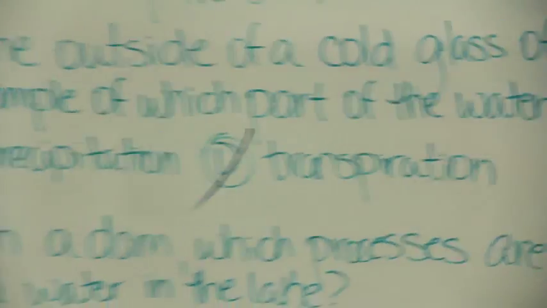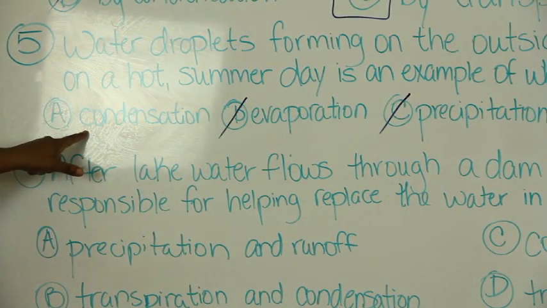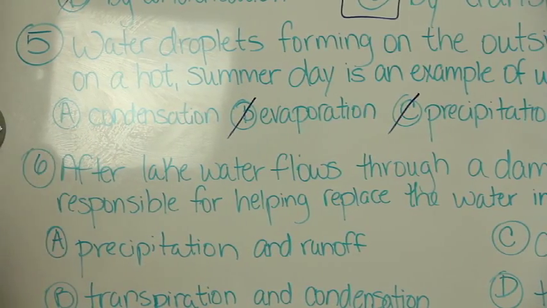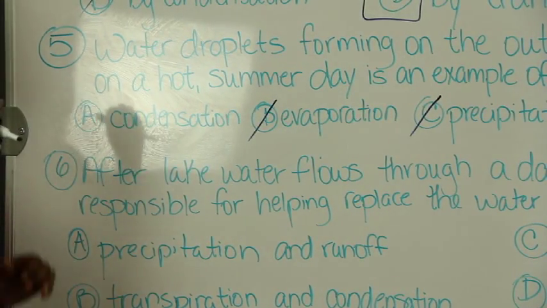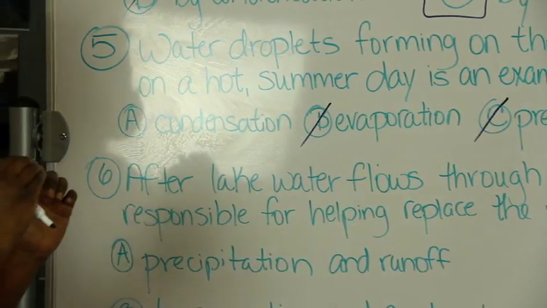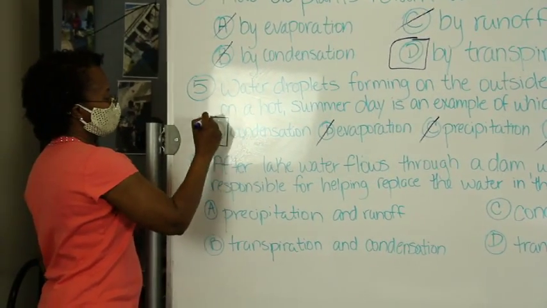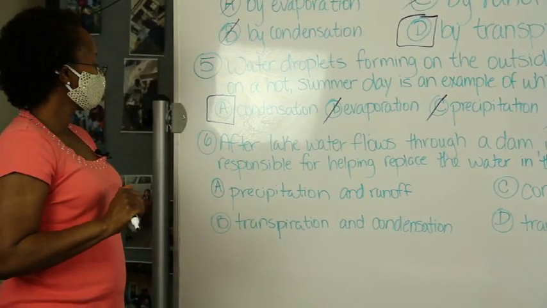So that means we can go back to condensation. This is where the vapor turns into water, and that's how you could have the droplets forming on the glass, on the cold glass, because the temperature cooled the vapor and made it into water droplets. So let's go with that one, okay? Now, let's move on to number 6.